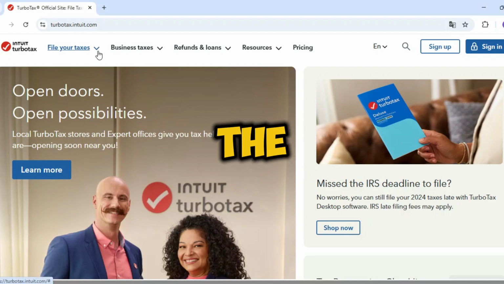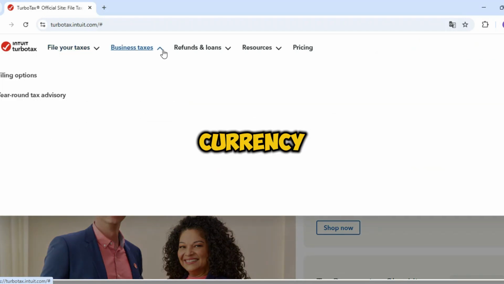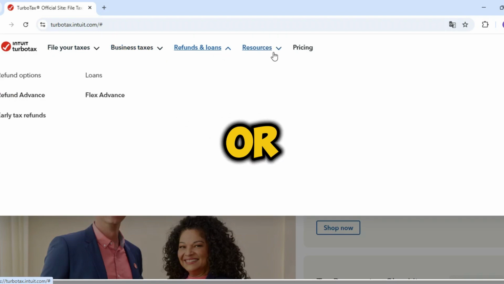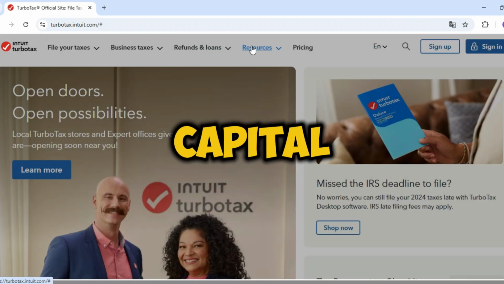Let's break it down. The IRS treats cryptocurrency as property, not currency. This means every sale, trade, or spend is a taxable event that may generate a capital gain or loss.